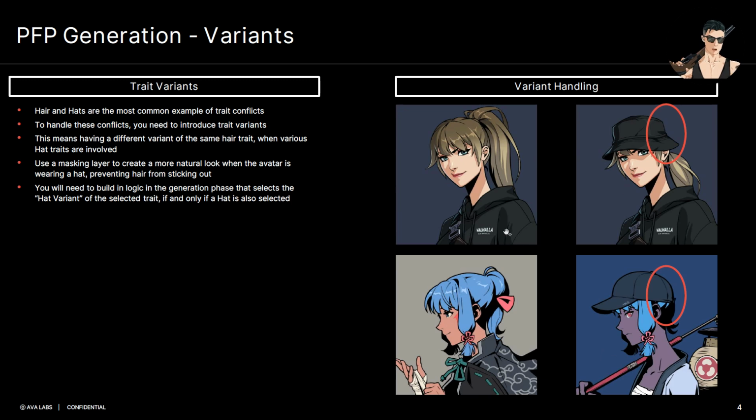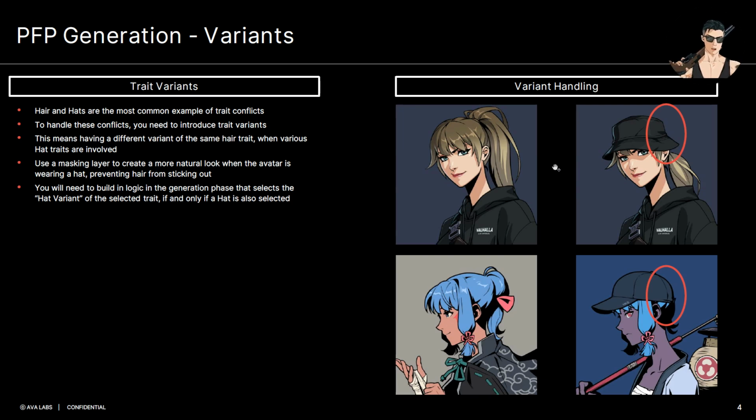So you'll see in these examples, on the left-hand side, both female avatars have a bun or ponytail type hairstyle. If you were to just stick a hat on top, that hair would actually stick through the hat. And you'll see in the example on the right-hand side, that's not happening in either case. The reason for this is there is actually a hat variant where there's a masking layer of the part that would otherwise stick up through the hat. And you can see the ponytail here is actually flattened a little bit to give it a more natural look.